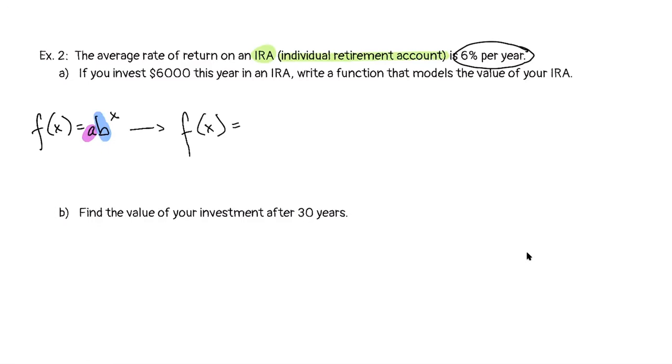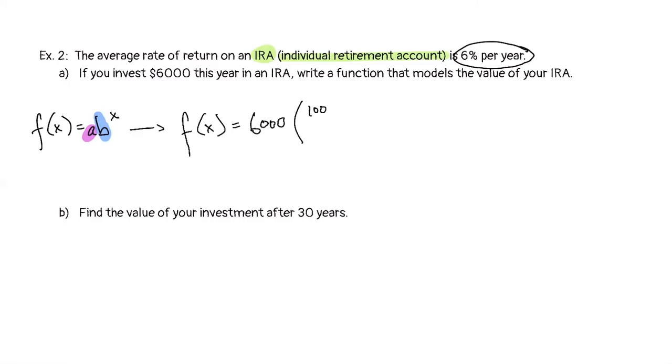What can we put in for a? $6,000, exactly. That is our initial amount, our starting value. So we can replace a with 6,000. Let's set up our parentheses for how we are going to find b. So we're going to do 100. And is it going to be plus or minus? Plus. And how do we know? Because it's increasing 6% per year.